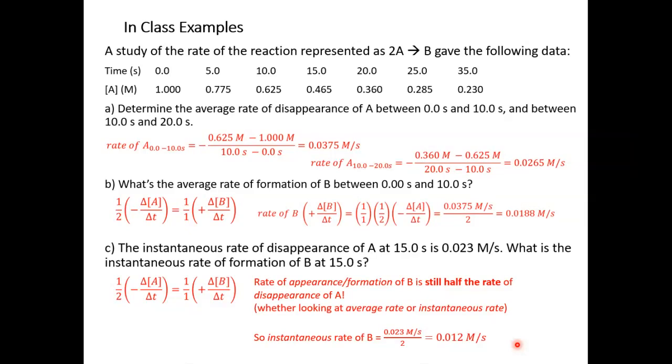So at that moment in time, B is forming at a rate of what? 0.012. Half the rate that A is disappearing.